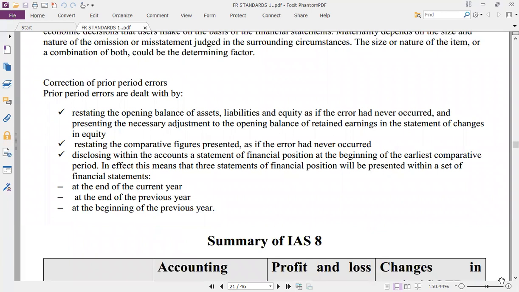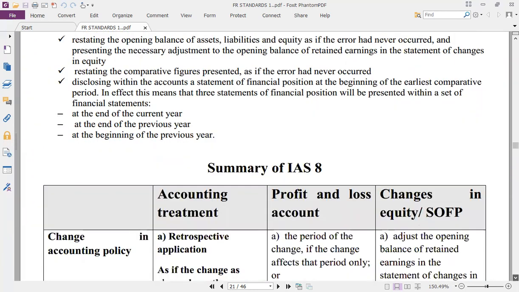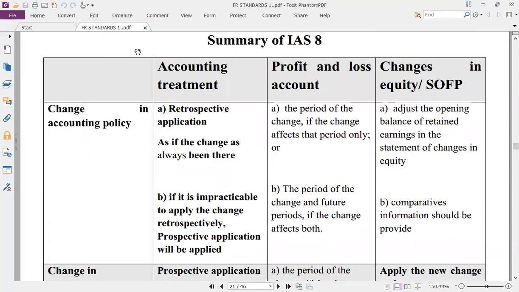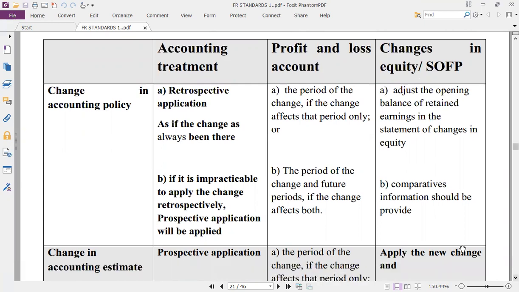In fact, I have provided a table here that summarizes everything, so I will discuss the table again. In the table, it summarizes everything about IAS 8. First, it talks about change in accounting policy, the accounting treatment, what happened in the profit and loss, and what happened in the changes in equity. Whatever happened in the changes in equity, the final result will be carried to the statement of financial position.